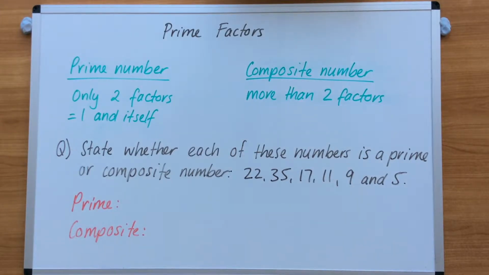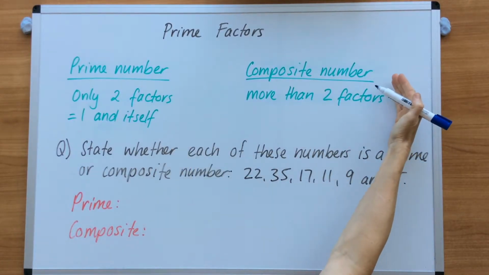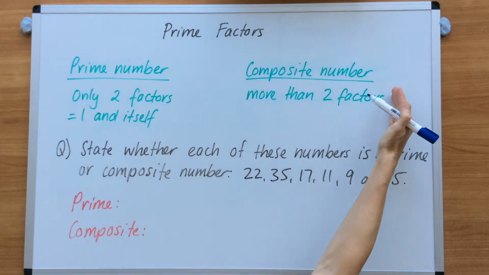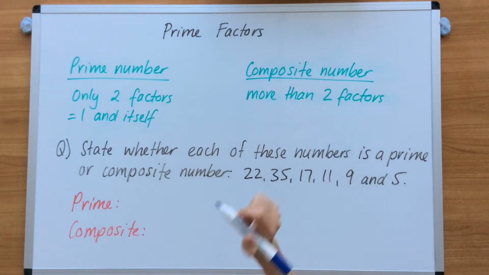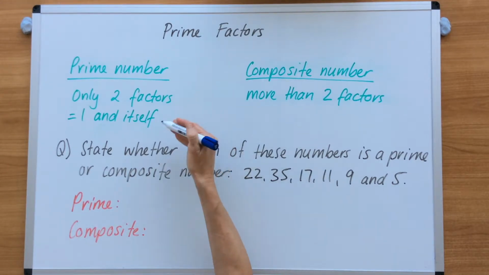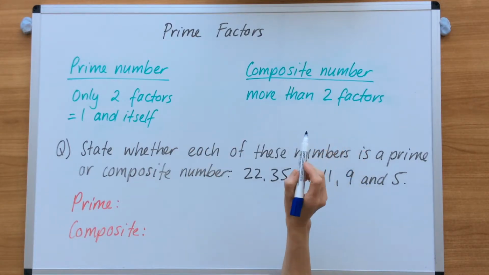In this video we are focusing on prime factors, but most importantly, more so, prime numbers and composite numbers. In order to work on prime numbers you must know what a composite number is and vice versa. So, a prime number is a positive whole number that has only two factors, which is 1 and itself. A composite number is a number that has more than two factors.